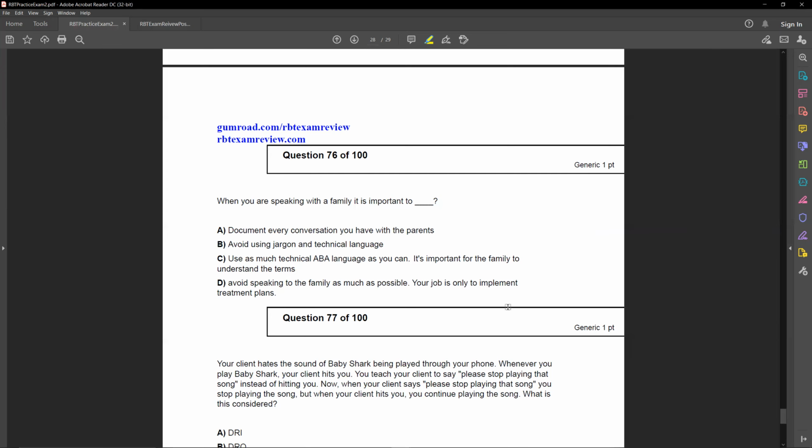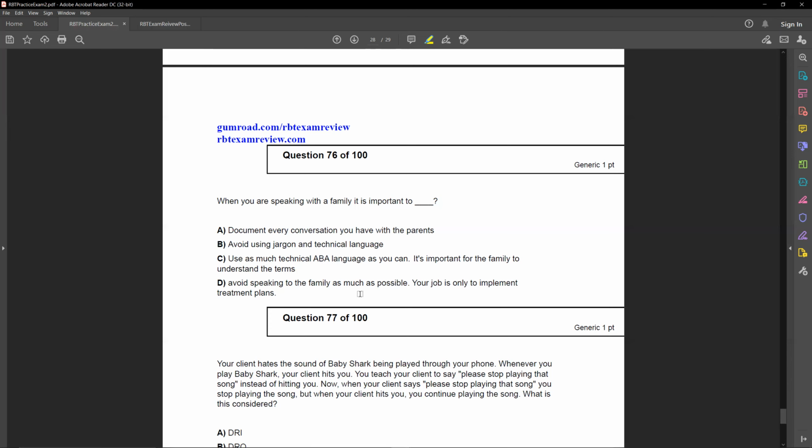just to show off how much you know, or because you think the family needs to understand it, is not necessarily the case, okay? They don't have to understand our language. They need to understand what we're doing in ways that make sense to them. That's what the important part is. So C is out. And then in D, avoid speaking to the family as much as possible.